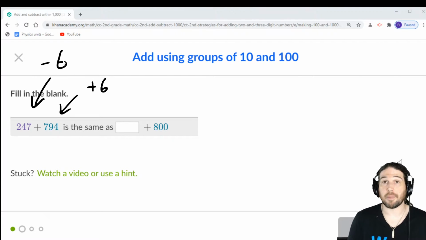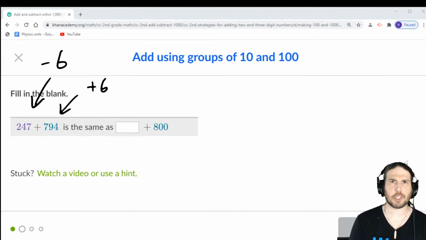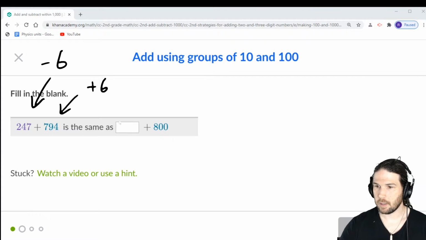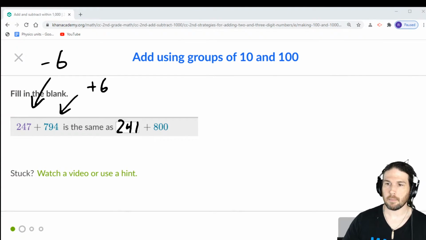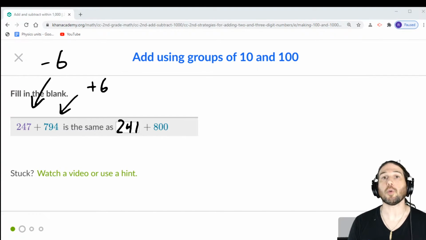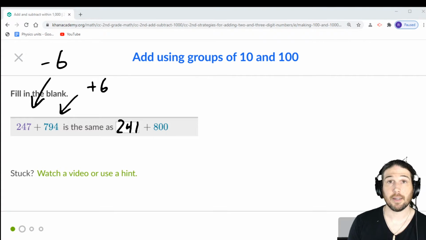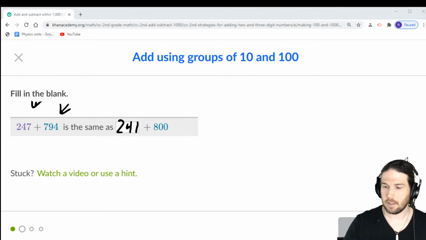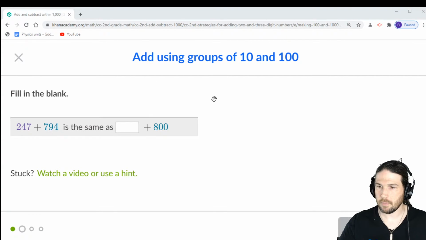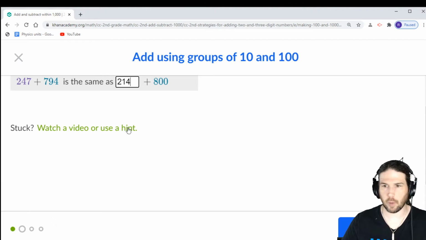But if we also subtract 6 from the other addend, now we haven't actually changed anything, right? If I minus 6 and I plus 6, it doesn't actually change anything. So what I'm really doing is I'm taking 800 plus 241. 247 minus 6. So anytime you're adding and subtracting, you can always add to the nearest 10 and then subtract however many you need in order to get where you want to go. You don't have to do this all in one step, is my point. 241. No, not 14, 41.